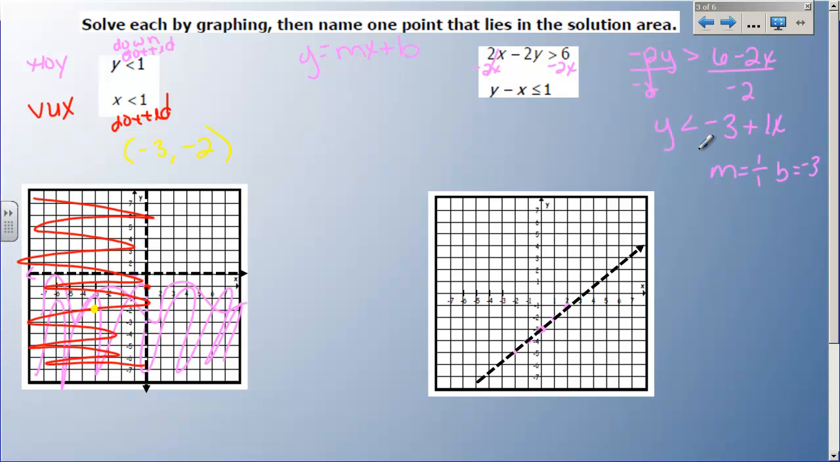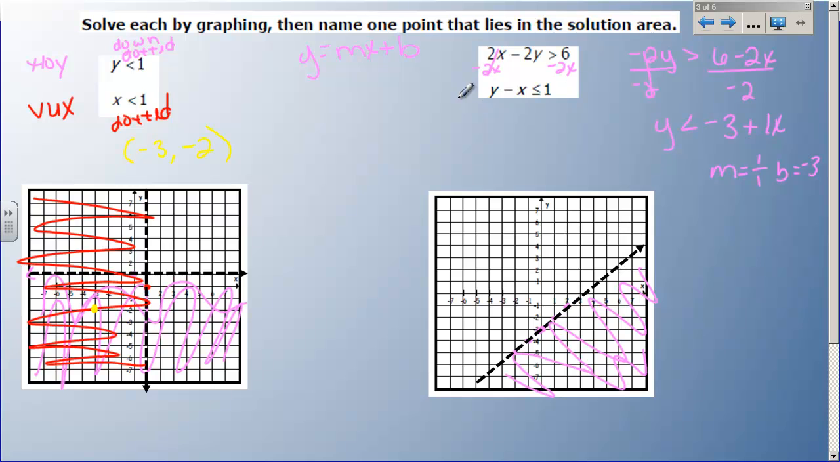Now I'm going to go with the final product, the one that was in slope-intercept form. I know it started greater than, but then when I solved for y, I ended up with less than. That's how I have to shade. So I'm going to shade less than my line down here. And we're going to do the other one.